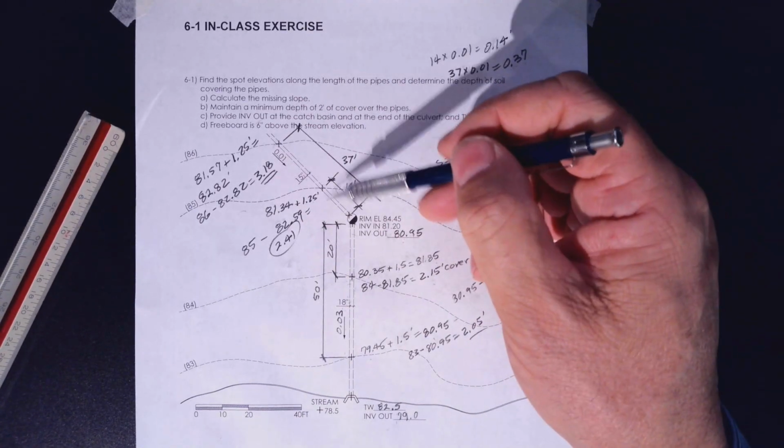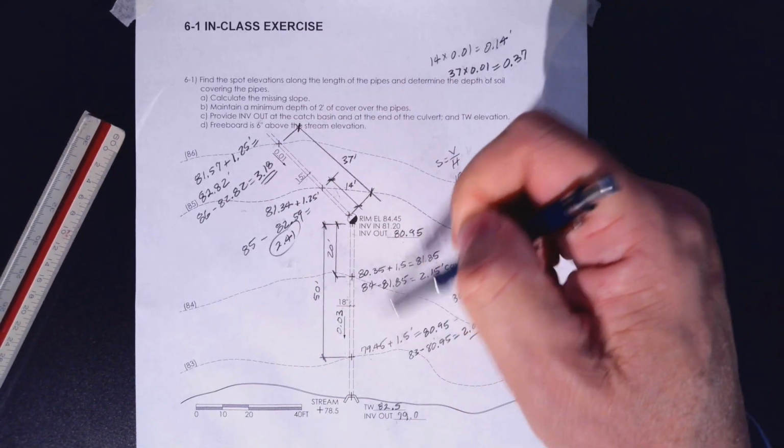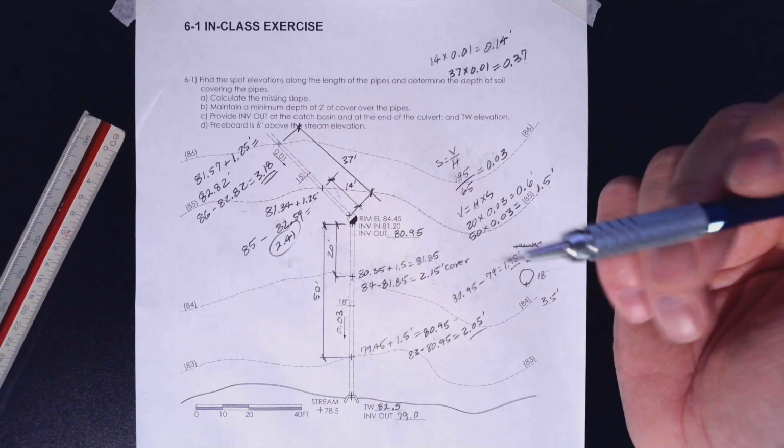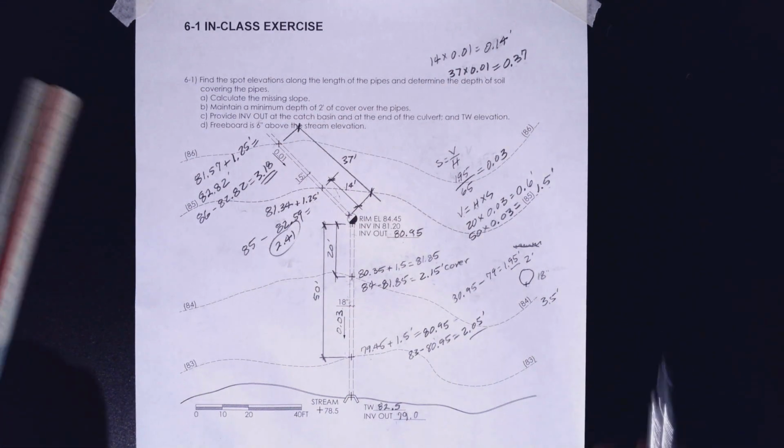We've checked everything to make sure we have the coverage. We found the rim elevations, the slope, the top of wall. That completes this exercise.